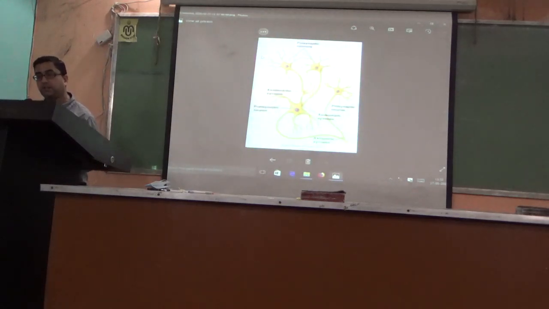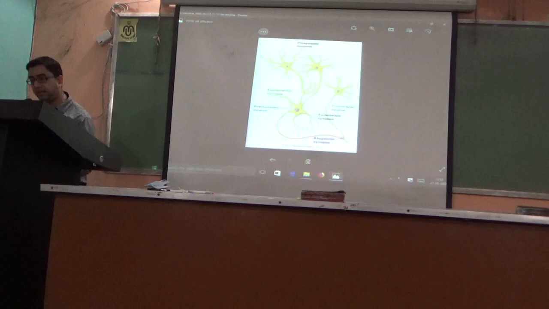Then the classification of synapse based upon the nature of transmission. It can be chemical, it can be electrical, it can be conjoined. Chemical is the most common in the CNS, that is, transmission through the release of neurotransmitters. Then comes electrical, that is through gap junctions, rare in the CNS. And then the conjoined, meaning partly electrical and partly chemical.